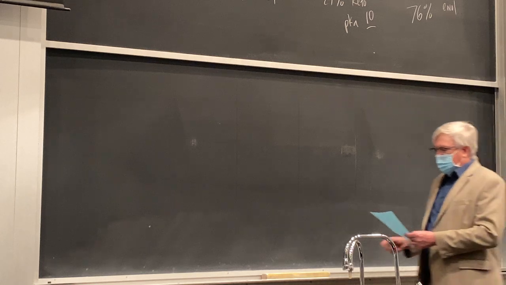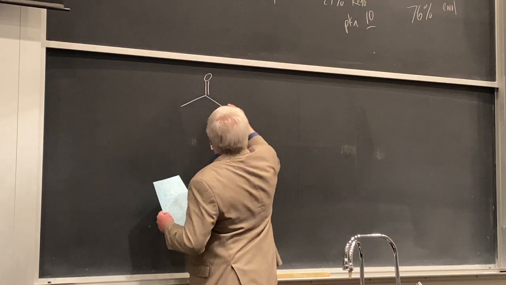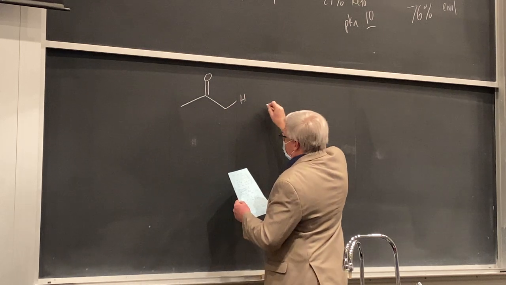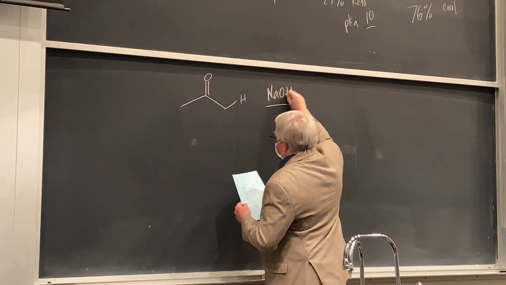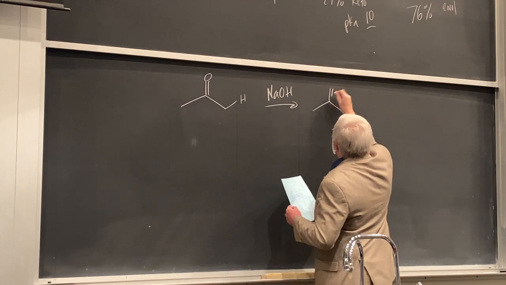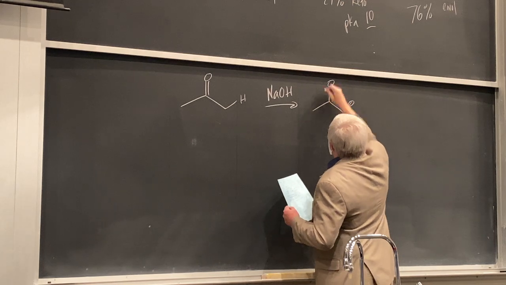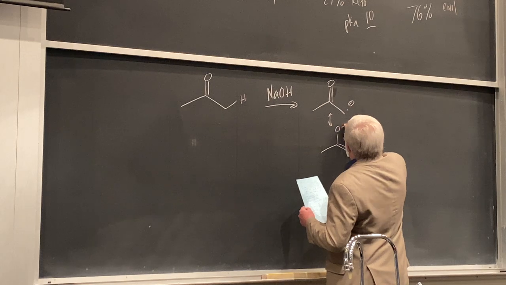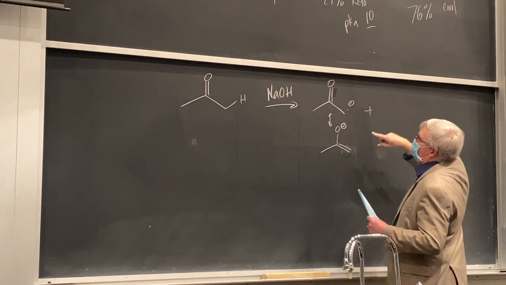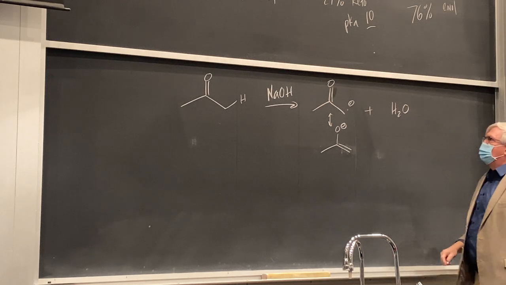And we're going to be talking about this same simple ketone, acetone. And let's look at this reaction. Sodium hydroxide going to the enolate. And remember, this is resonance stabilized. Plus what? The conjugate acid, which would be water in this case, okay?